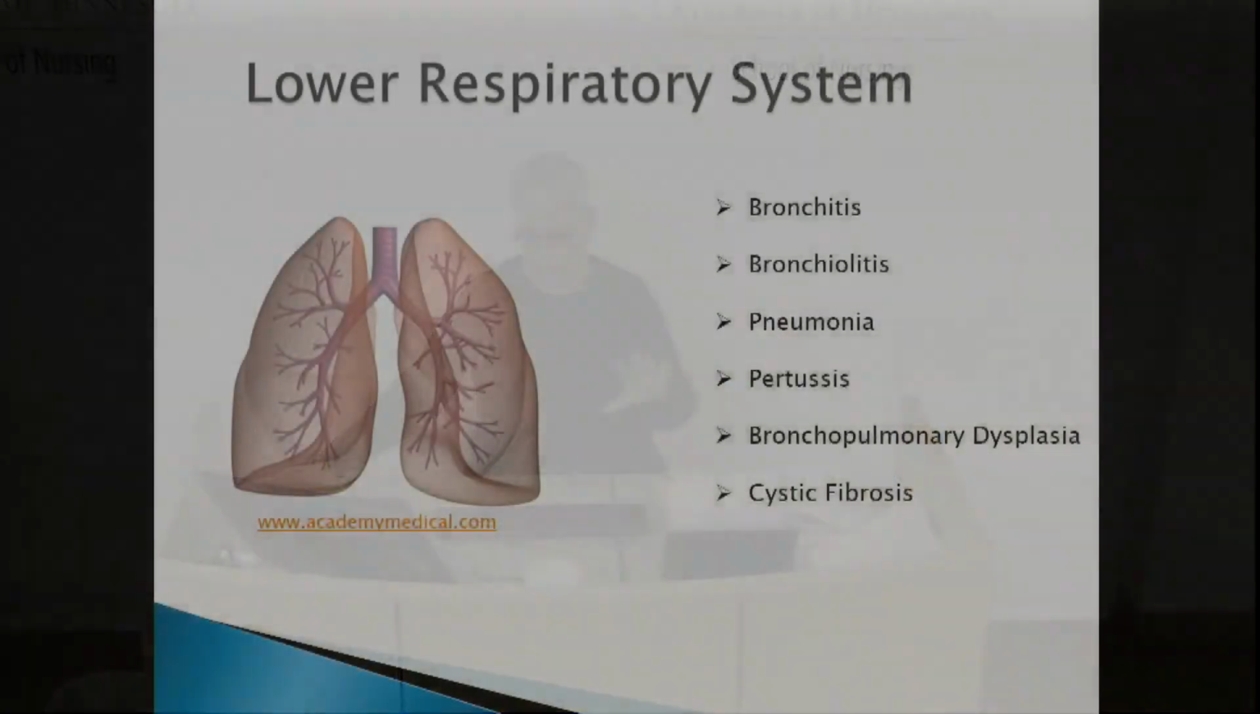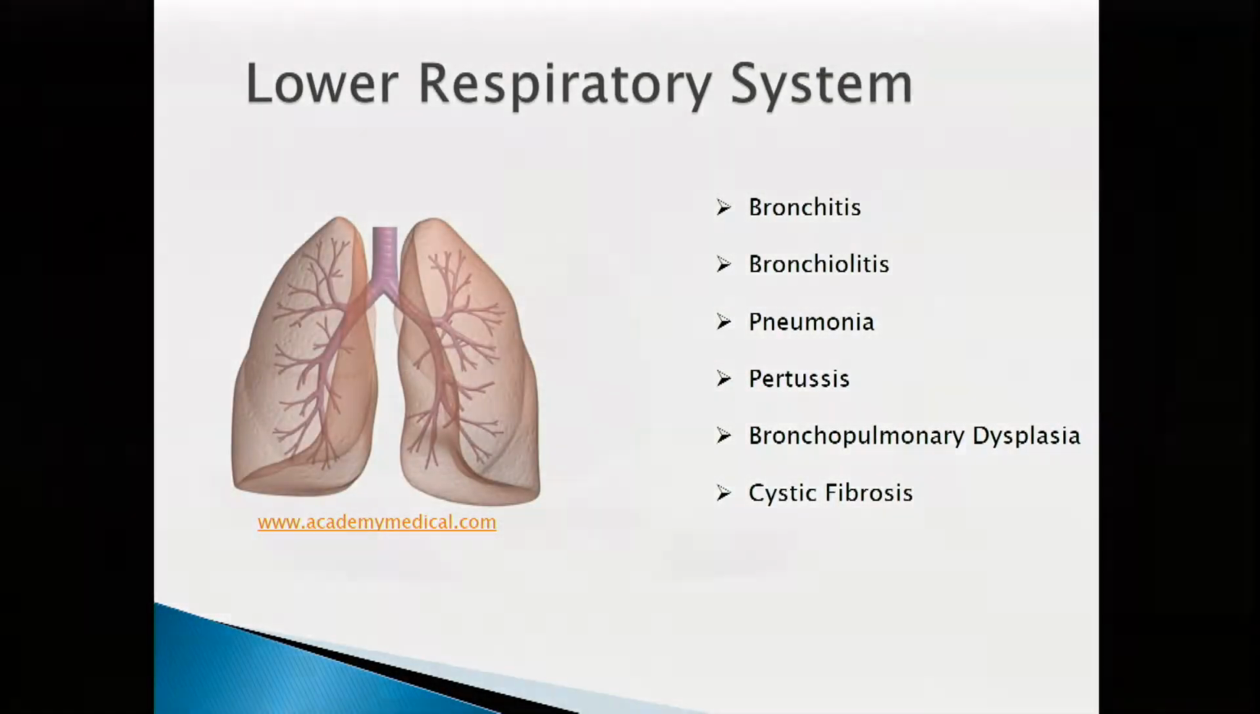So that's kind of looking at the upper airway. Now we're going to transition to the lower respiratory system, where we get, again, some of the conditions that I'm sure we've all heard about: bronchitis, pneumonia, pertussis, BPD, cystic fibrosis. We're going to key on some of those. But these would be with the respiratory system. So bronchitis, inflammation of the bronchioles.